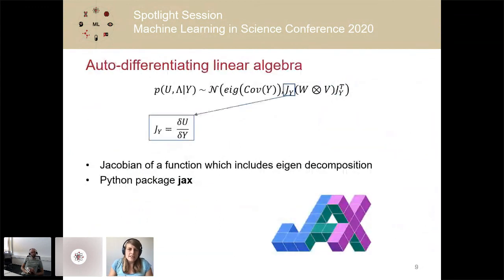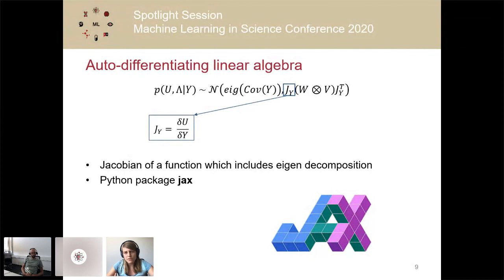So as you can see, this distribution over eigenvectors and eigenvalues is a normal distribution with some mean and some covariance. The covariance contains a Jacobian, which is basically a derivative of the outcome of the PCA, which in our case is the eigenvectors, with respect to the input, which is the data.